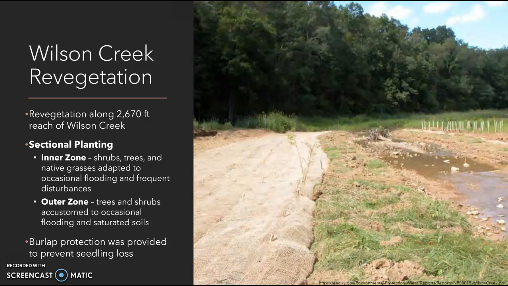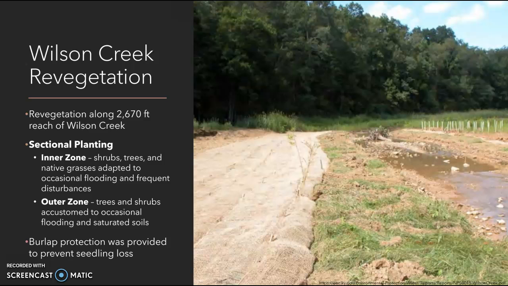The outer zone extended 32 feet beyond the inner zone and was planted with trees and shrubs accustomed to occasional flooding and saturated soil. This vegetation was planted 16 inches on center and included 15 different species. In both zones, transplantation was the primary method for sowing.